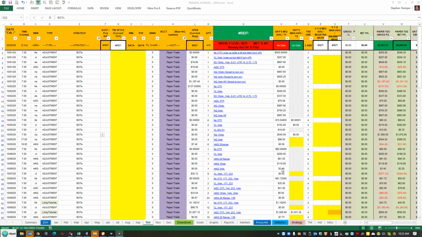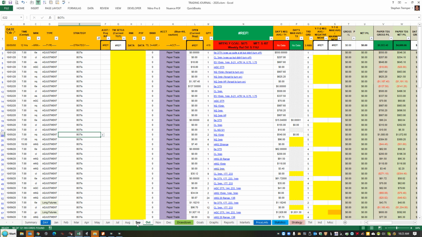Just wanted to share my stats on the bot that I've been tracking now for a month. Some of the guys asked for it. First and foremost, this is my journal entry. I've already filtered down just the bots. You see the little filter there. I don't know if you're familiar with Excel or not. I've also filtered down just paper trades because I haven't traded live. They're still new to me.